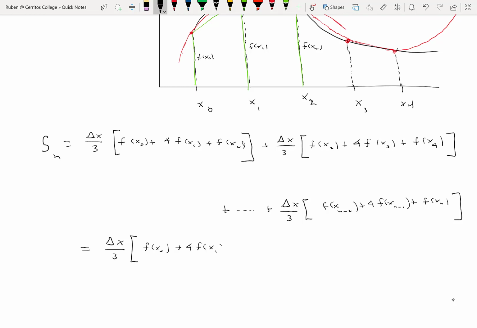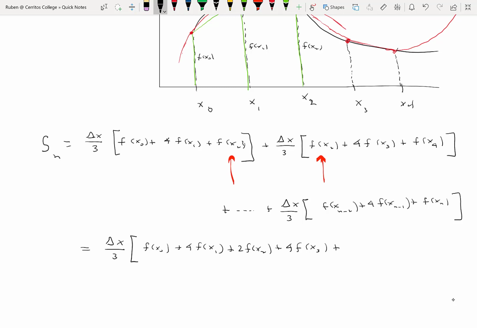How many f of x sub 2s are there? There are 2 of them. There's one right there, and there's one right there. So we have plus 2 f of x2 plus 4 f of x3. Look at the pattern. 1, 4, 2, 4.